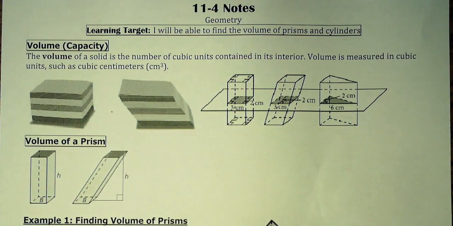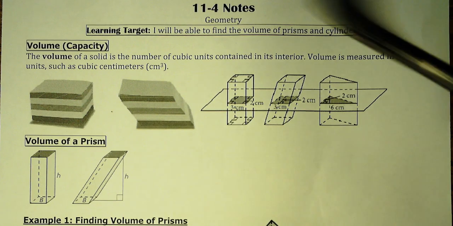Today we are going to find the volume of prisms and cylinders, and we're going to do those two together because their formulas are extremely similar. So volume, just as a definition, typed up for you here, it says the volume of a solid is the number of cubic units contained in its interior, and volume is always measured in cubic units because we're in 3 dimensions. Another thing volume might be referred to as is capacity, like how much can something hold.